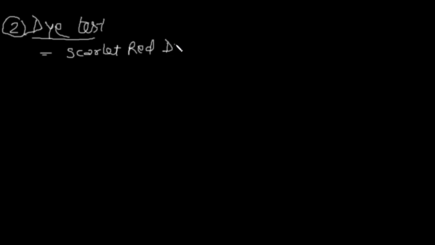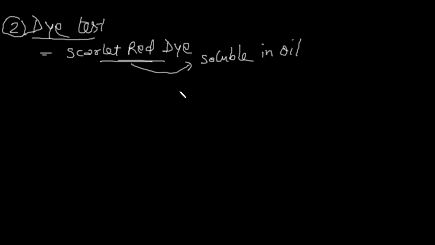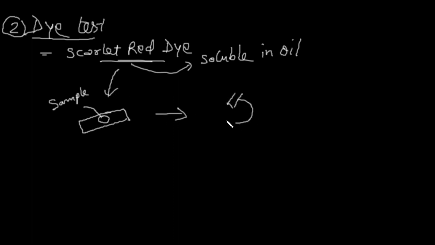Next one. The next test is dye test, where you use scarlet red dye, which is soluble in oil. So it will show color with the oil phase. So let's have an example, like you have an emulsion sample and you place the sample on the microscopic slide, and you add a few drops of scarlet red dye, and you observe in the microscope.